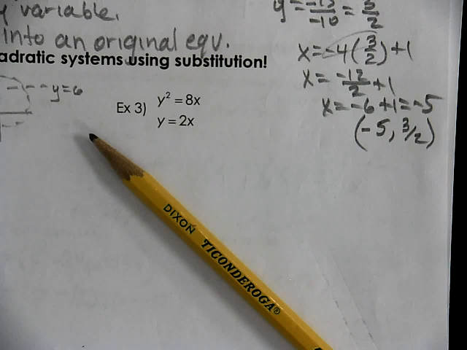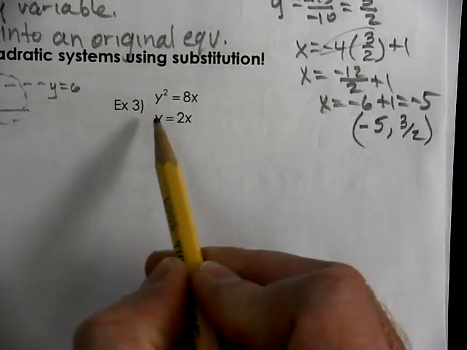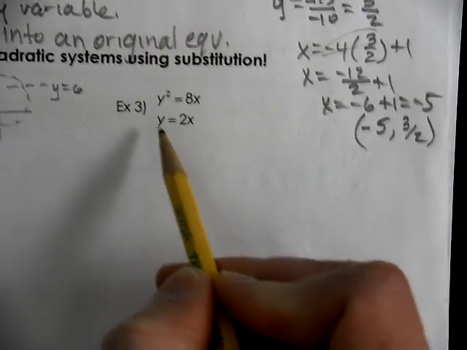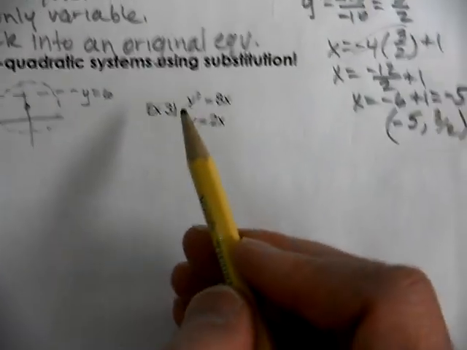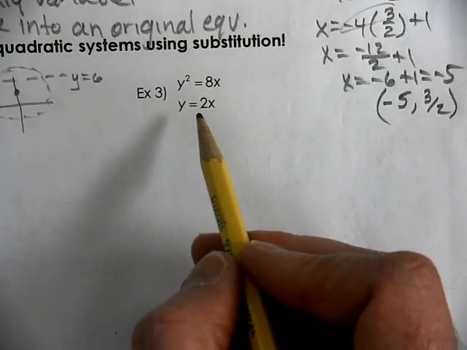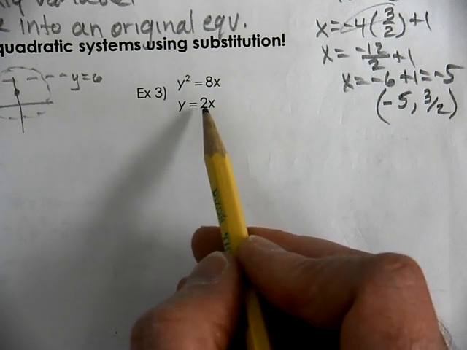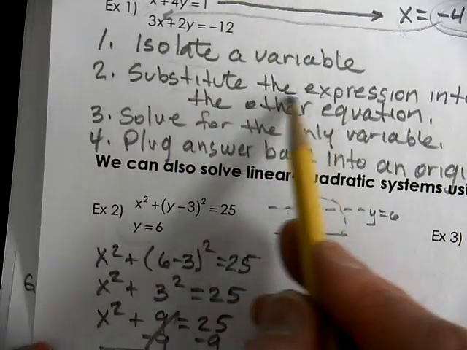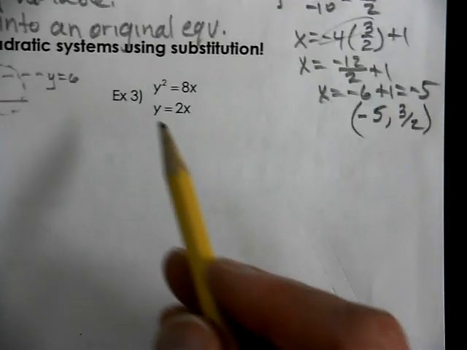So you go ahead and try this one. Pause the video and work through this. Here we see that y is already isolated. That's the first thing we do, isolate a variable. They've done it for us. So we know what y is. Y is 2x. So I'm going to plug that expression back into the other equation.